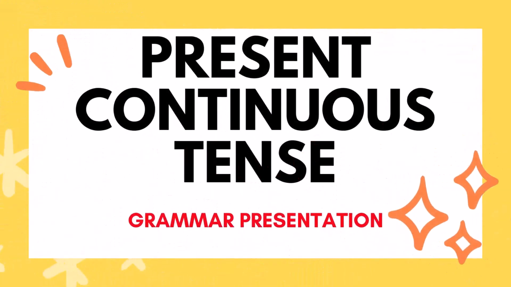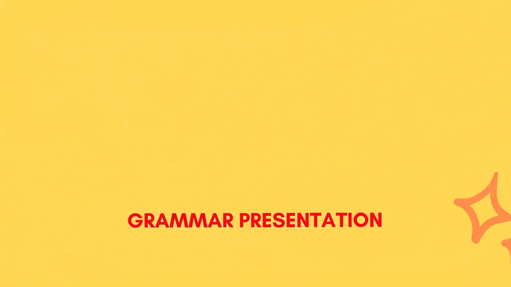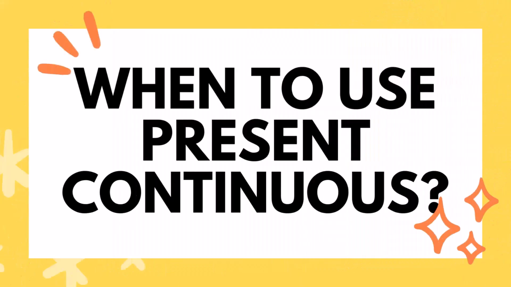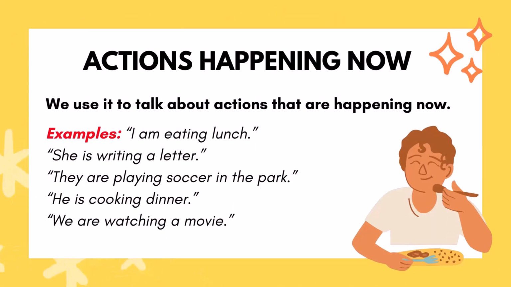Present continuous tense. Grammar presentation. When to use present continuous. Actions happening now. We use it to talk about actions that are happening now.